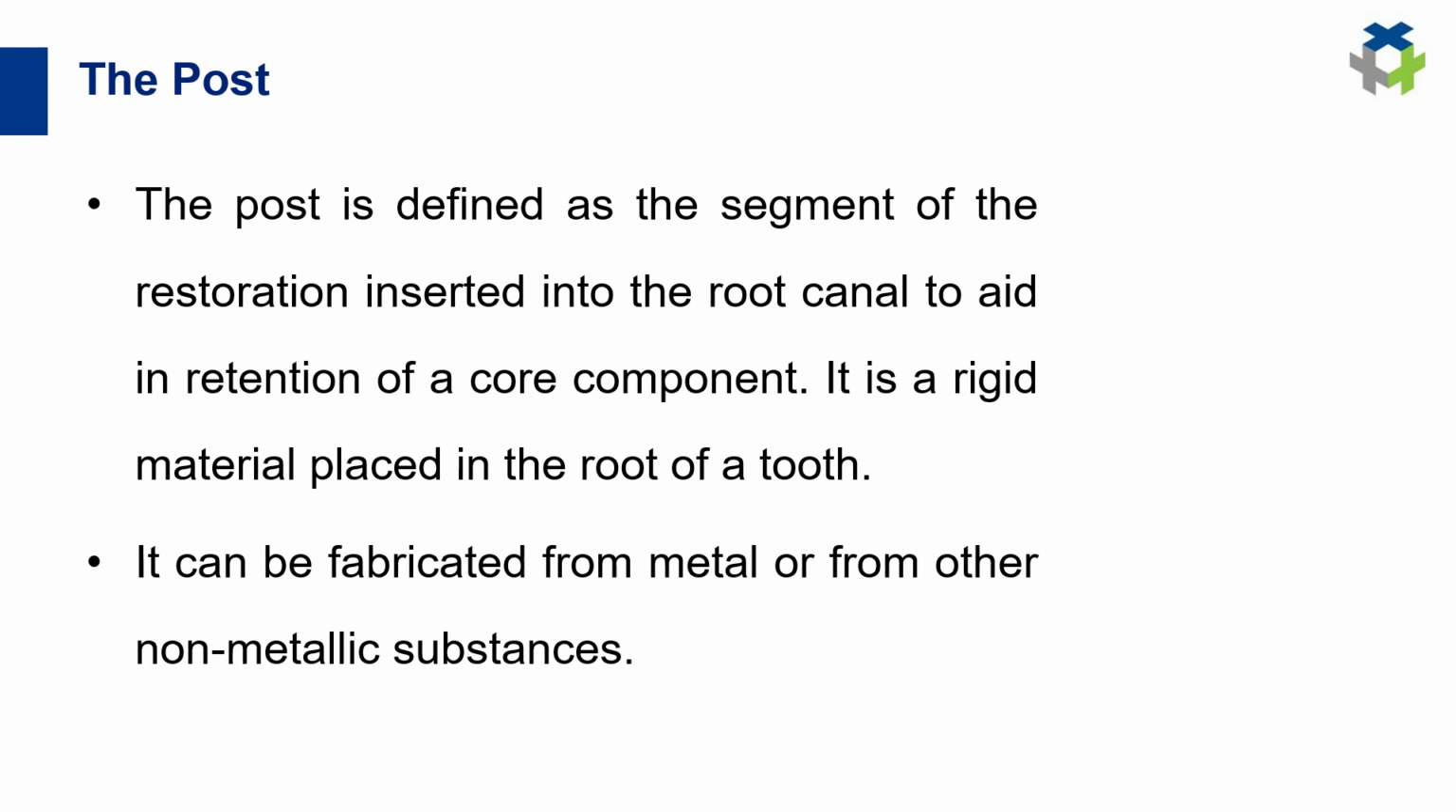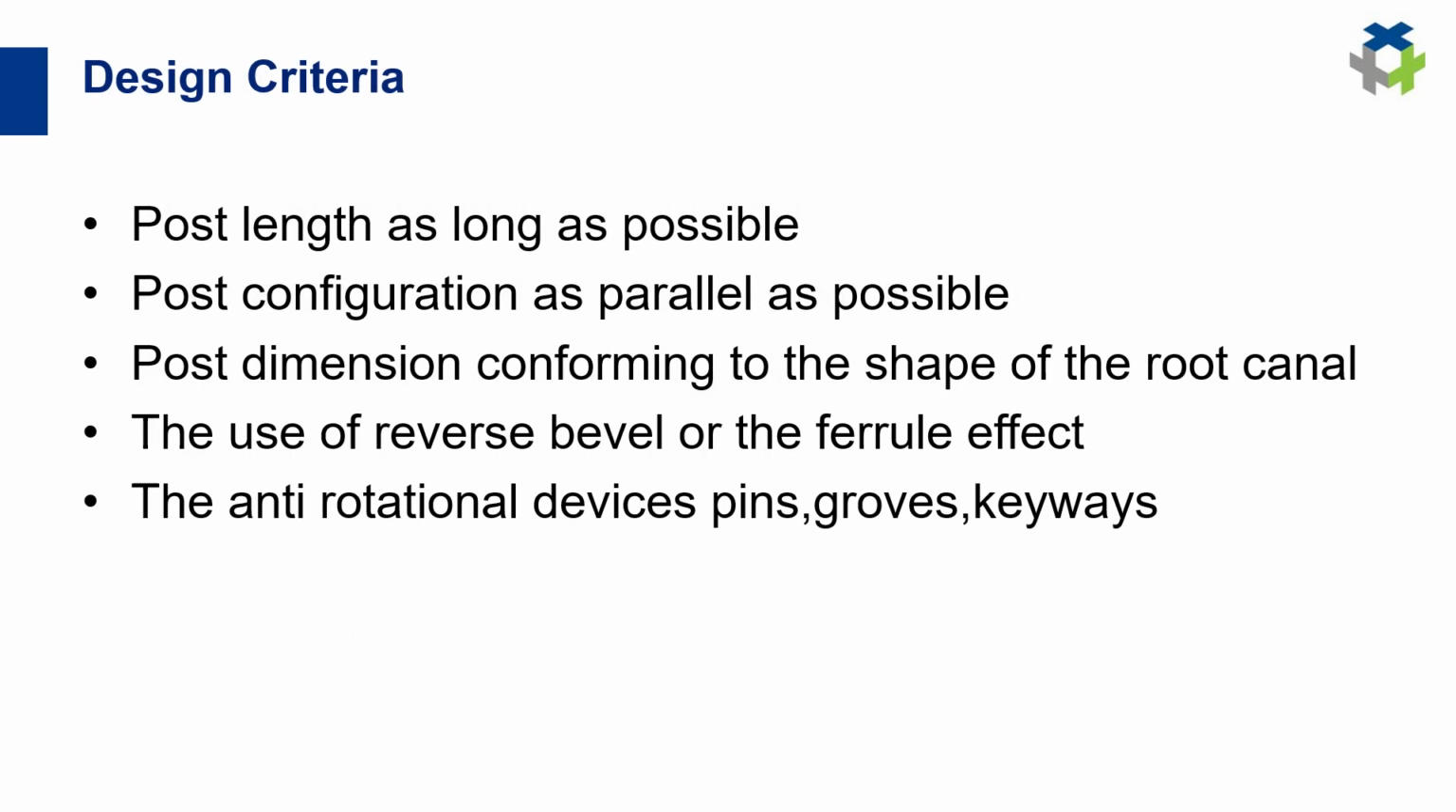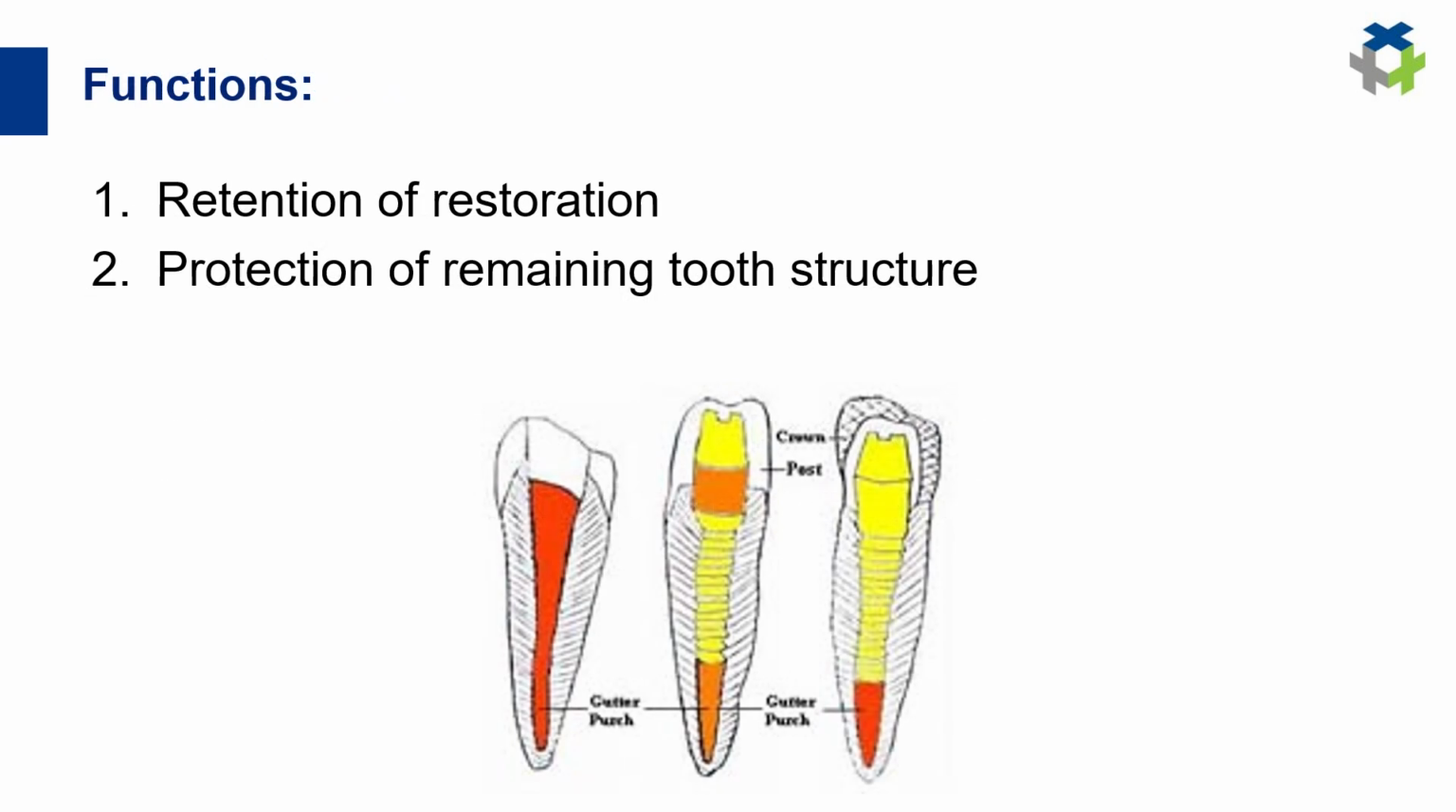So the post is defined as a segment of the restoration that is placed inside the root canal to aid in retention. So it can be fabricated from metal or non-metallic substances. So the post should be as long as possible. Usually we use only a parallel sided post, and the dimension of the post should be according to the root canal configuration. And we also have to include a ferrule, and sometimes we place anti-rotational grooves or keys. So the function of the post is to provide retention of the core.